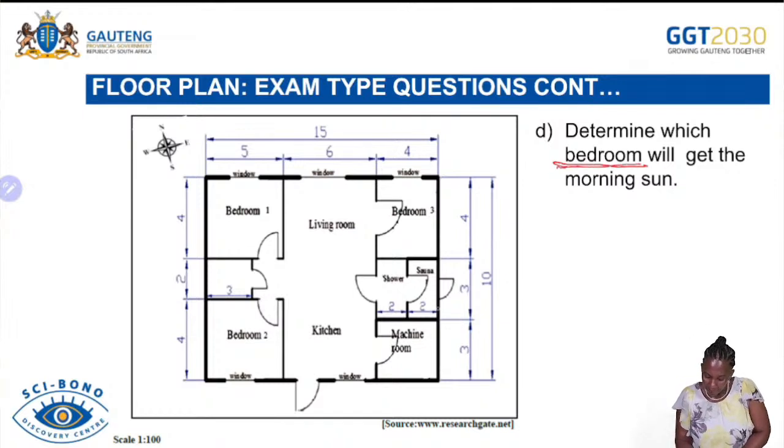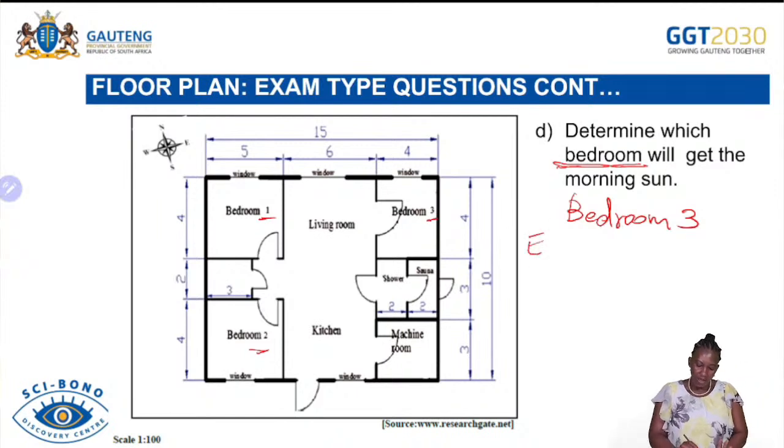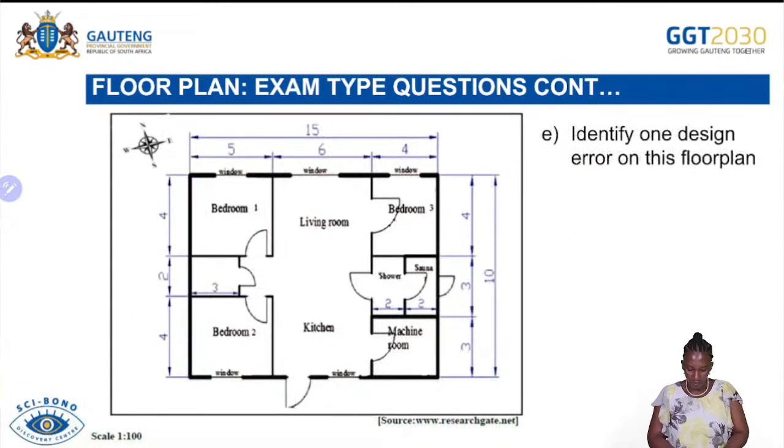On the eastern side, we only have bedroom 3. And then on the western side, we have bedroom 1 and bedroom 2. So that means our answer is bedroom 3, because it is on the eastern side. We say the sun rises on the eastern side and then it sets on the western side. So it is bedroom number 3. That's the room that will get the sun more than any other room.